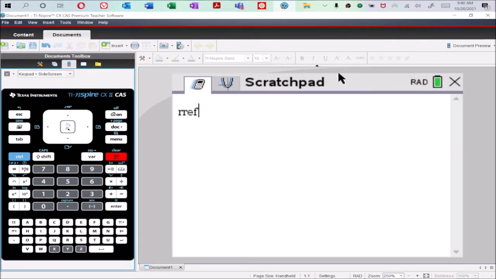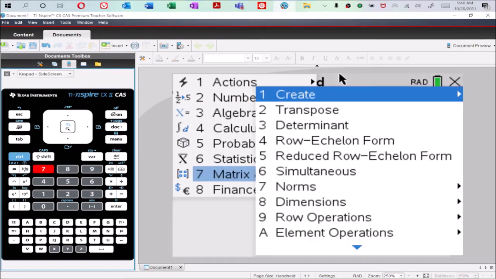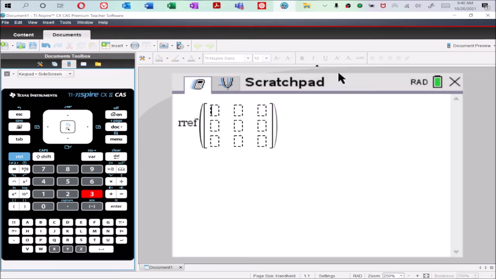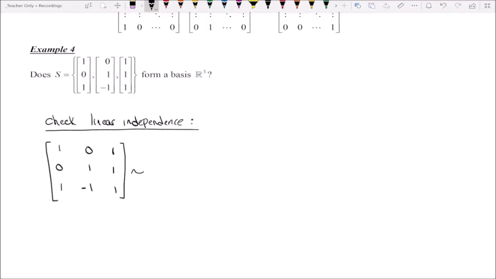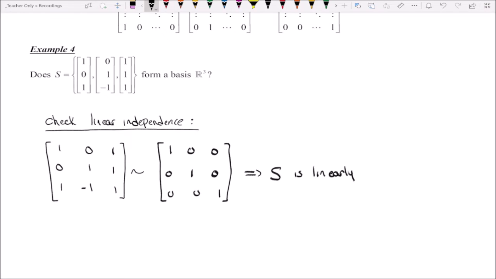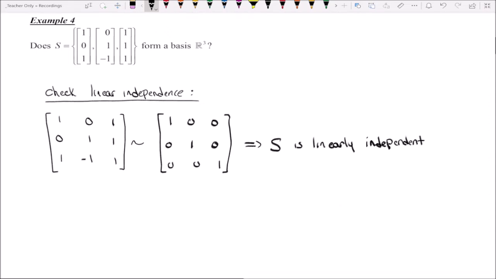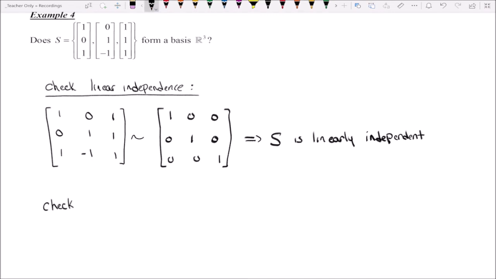Let me redo that. And we do indeed get the identity matrix. All right, so this implies, of course, that S is linearly independent. Next, we have to check for span. That is, check to see if S spans R3.